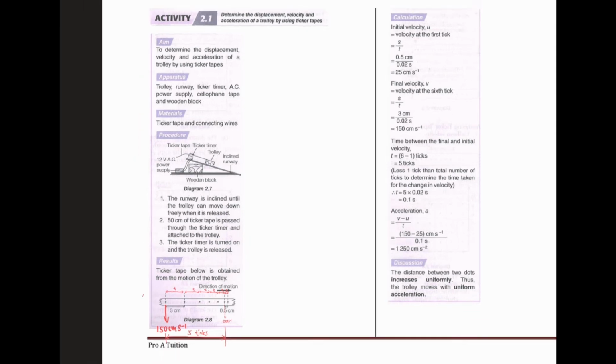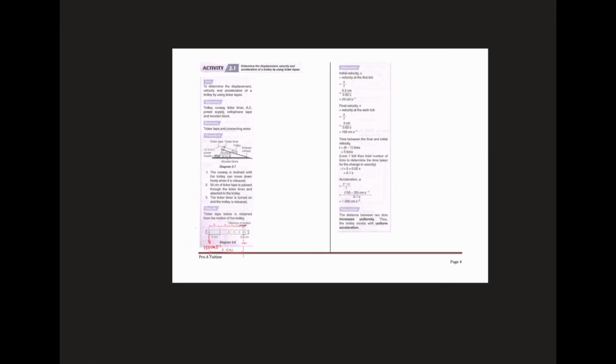Now we see the discussion. The distance between two dots increases uniformly. So you can see, increase greater and greater. Thus, the trolley moves with uniform acceleration. And this is the acceleration. Okay, so let's see the next page.